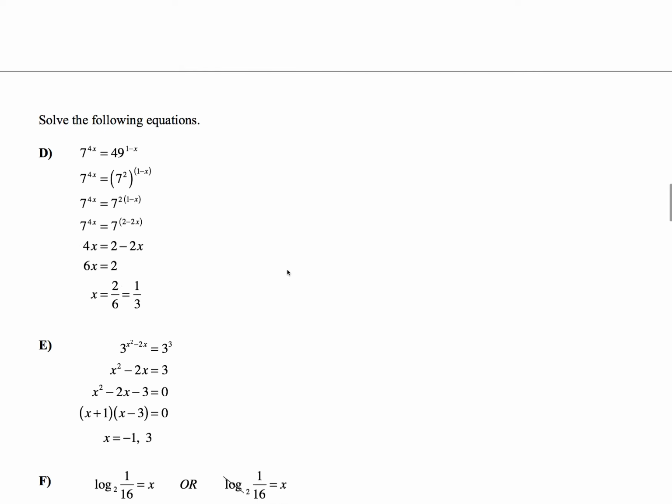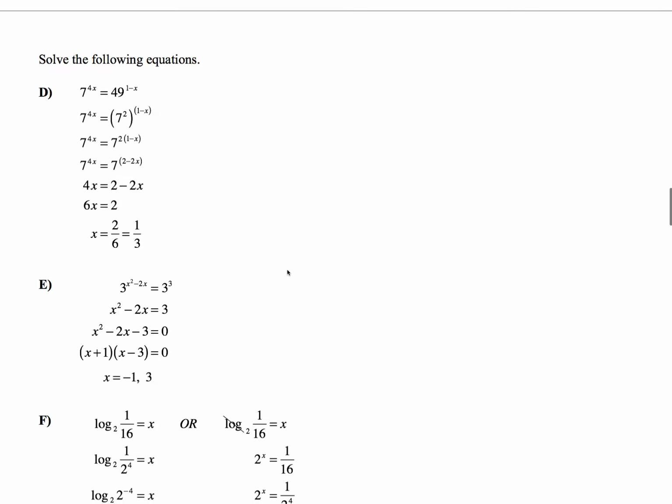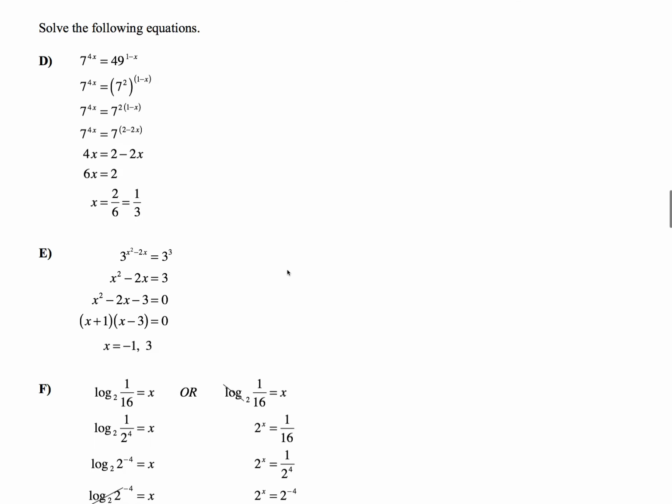Okay, now here's a series of equations that we're solving. We're using properties of exponents and properties of logarithms to solve them. The first one is 7 to the 4x equals 49 to the quantity 1 minus x.